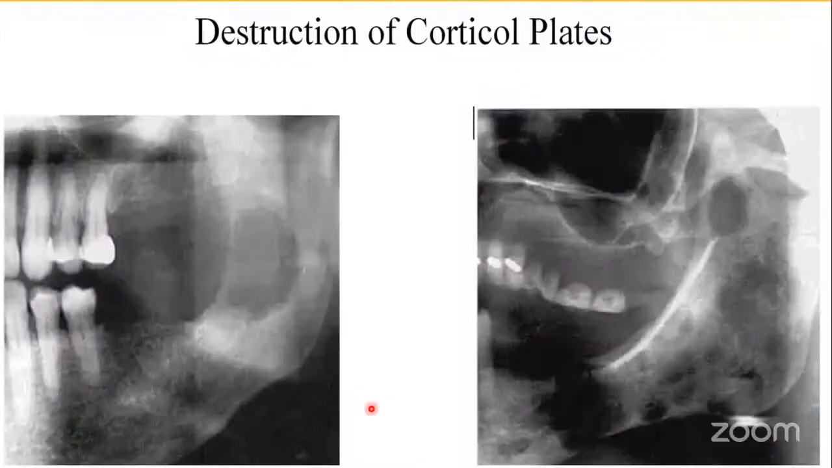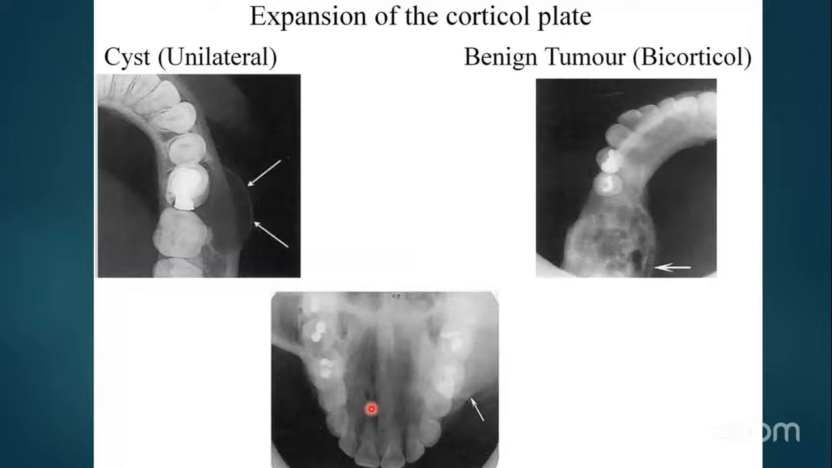Okay. Moving on to expansion of the cortical plate. Like I already told you, we have two cortical plates, right? The buccal cortical plate and the lingual cortical plate. So the expansion of cortical plate comes in two ways: localized or bicortical. Localized or cystic lesions, and benign tumors, which is mostly bicortical. Okay, I think it's unicortical. It's not unilateral, but can be unicortical. And in most cases, in case of mandibular lesions, your buccal cortical plate will be mostly expansile. Rather than the lingual aspect, the buccal aspect is mostly expansile.